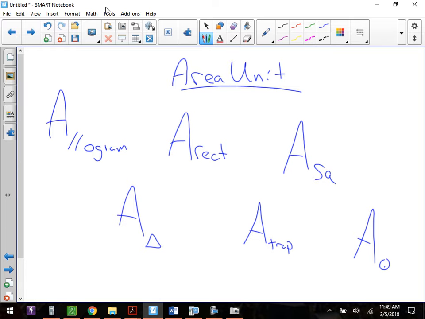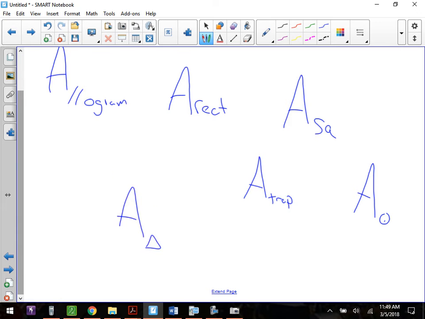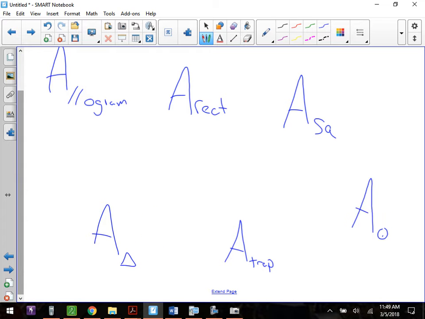Now, when we're talking about the parallelogram, remember a lot of times we drew parallelograms that looked like that? Those are all my little bad symbols. Sorry. We talk about the area of a parallelogram.